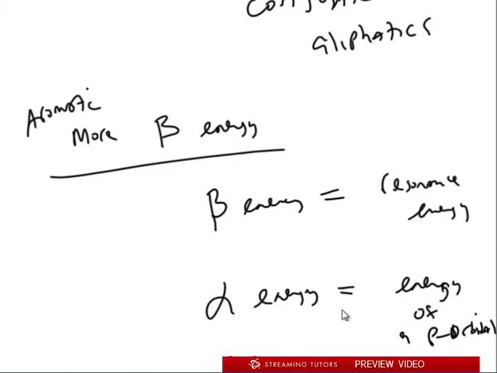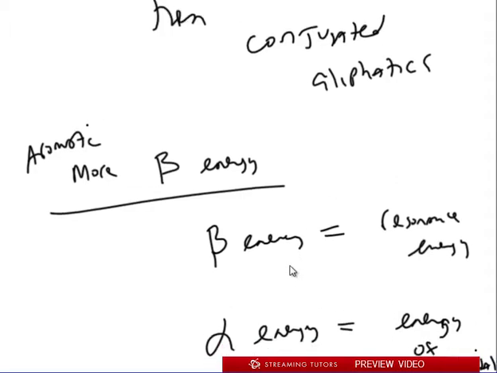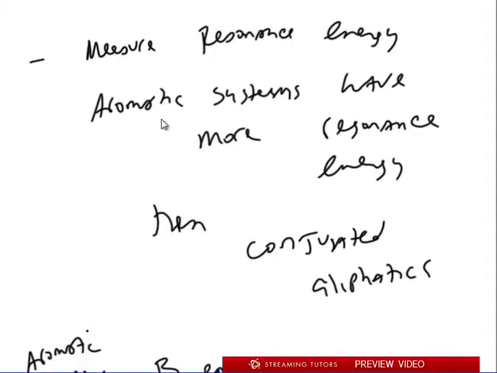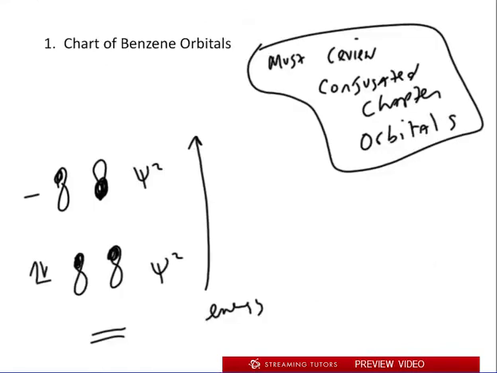But when you take two p orbitals and bring them together and then another two, and you start making conjugation, you get beta energy. You get energy savings. We call it beta energy. Okay? So aromatic systems have more beta energy or resonance energy. Remember, resonance energy is not a bad thing. The more, the better, meaning it's more stable. That's the case. So these are orbital characteristics that we need to consider.